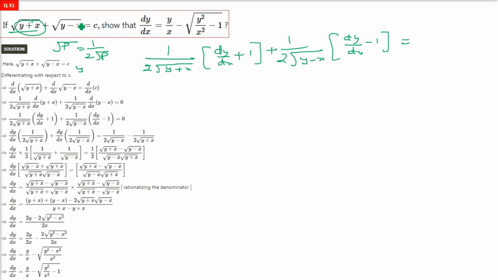And this is equal to the constant. Differentiation of a constant is 0. Okay, now multiply this. And then we'll take dy by dx on one side and others on the other side.